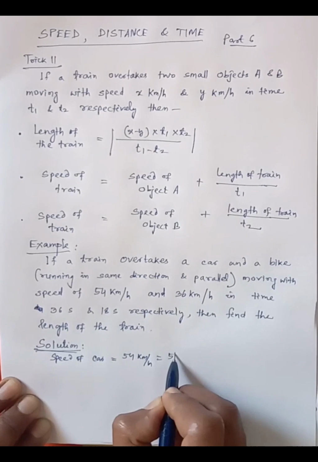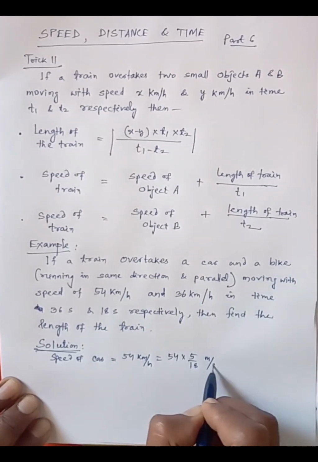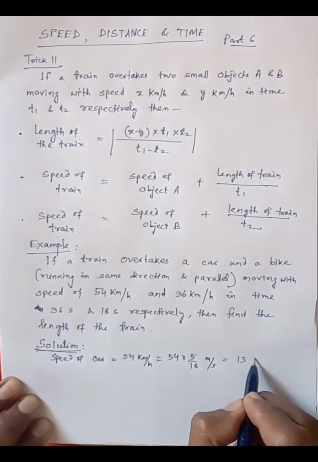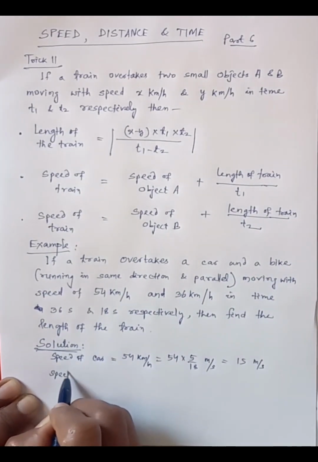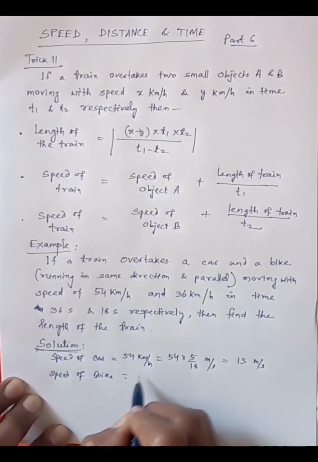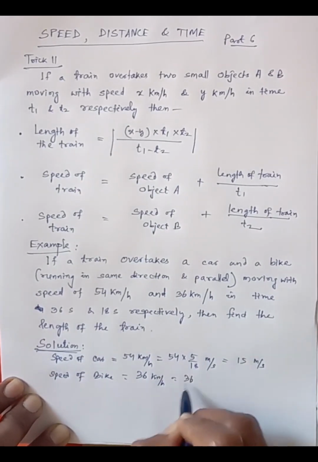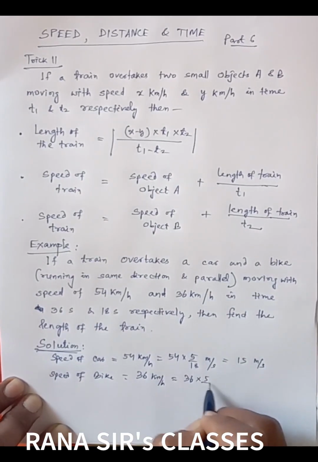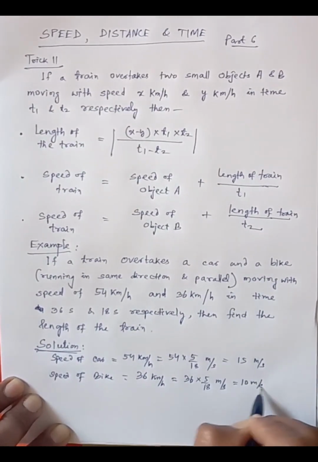This is equal to 54 multiplied by 5 by 18 meter per second. This is equal to 15 meter per second. Speed of bike is equal to 36 km per hour. This is equal to 36 into 5 by 18 meter per second. This is equal to 10 meter per second.